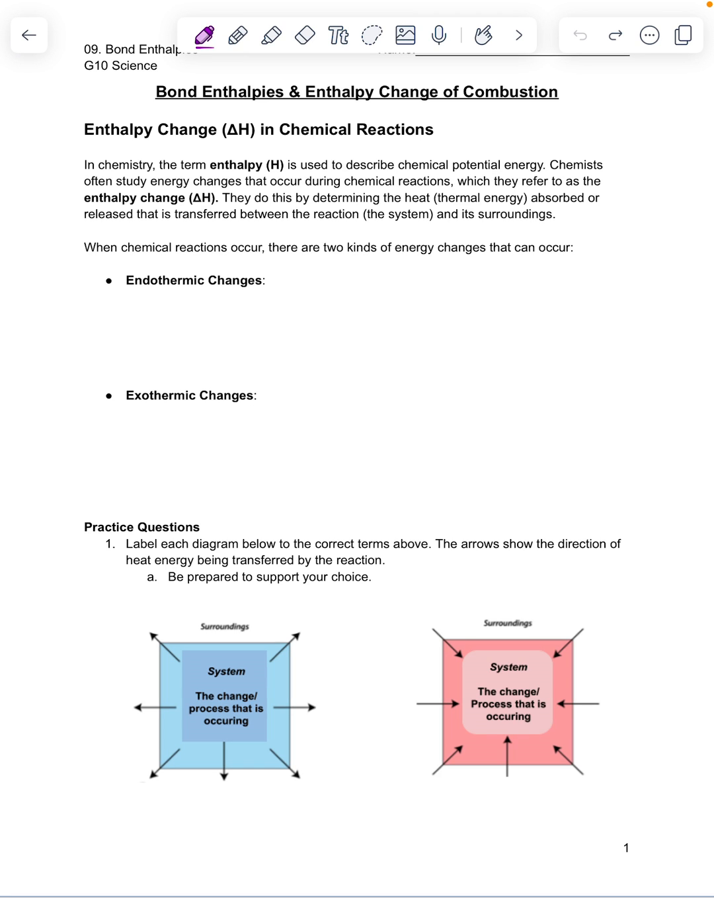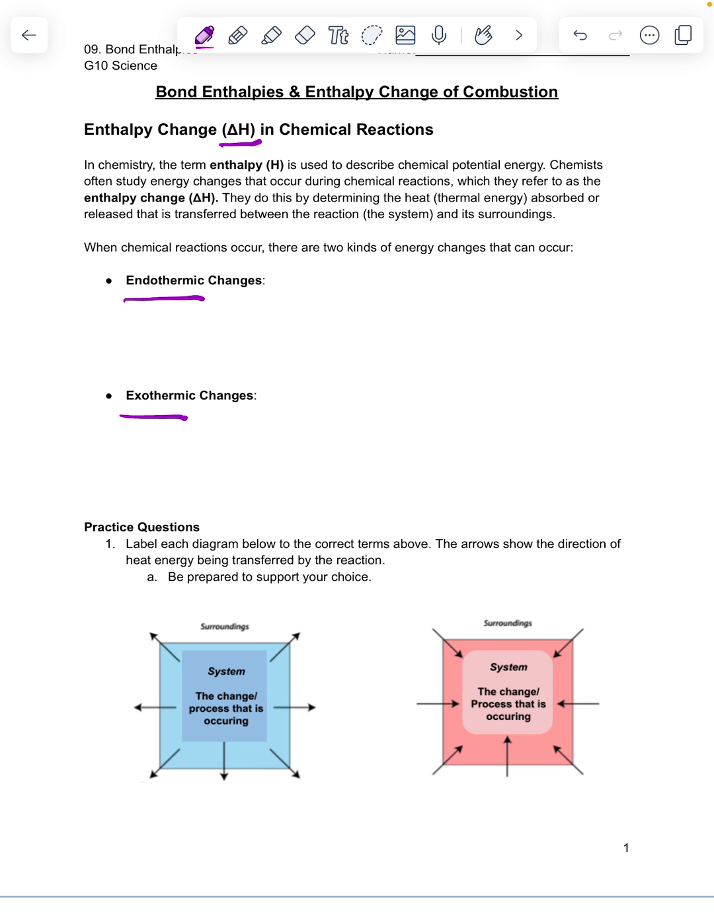So in chemistry, when we want to measure the energy changes associated with reactions, we call them enthalpy changes. And the symbol associated with enthalpy change is delta H, where the delta symbol means a change and H means enthalpy. When chemical reactions occur, there are generally two kinds of energy changes that happen. Sometimes the change is endothermic and sometimes the change is exothermic.